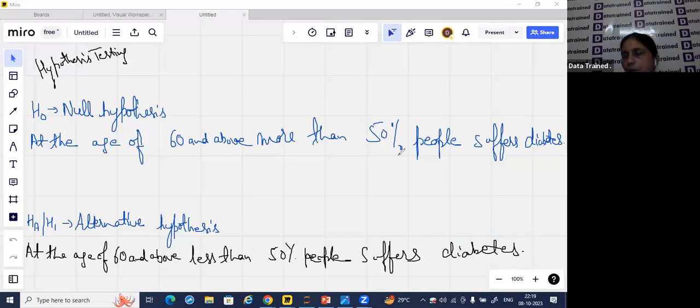or above age. No, it is less people, very less people. It is below 50%. So two statements are there. One is the null hypothesis, another one is an alternative hypothesis. So once I fix the statement, now I start making, just to find out the evidences.